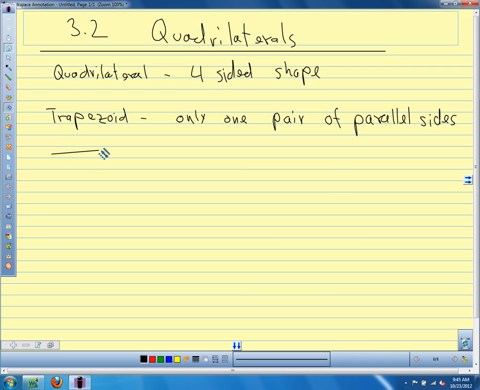Does it have to be on the top or on the bottom? No. As long as it has one pair, that makes it a trapezoid. Usually they draw them that way, but it doesn't have to be. The way we show parallel lines is we put arrows on the sides, and the sides that have the same number of arrows are parallel. So on your shape, if you put arrows, that would show that this pair of sides is parallel. So that's what makes a trapezoid special. It has one pair of parallel sides.